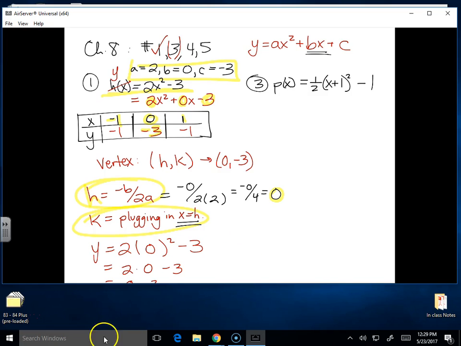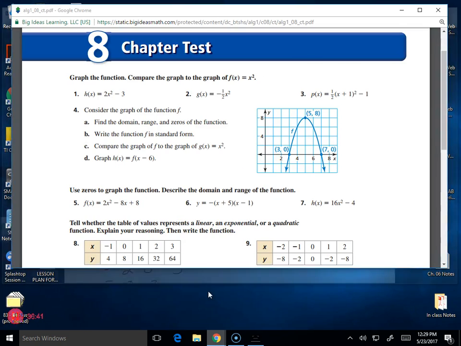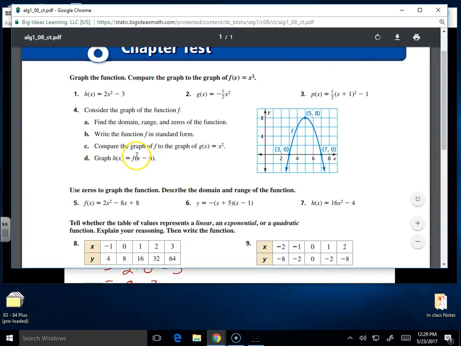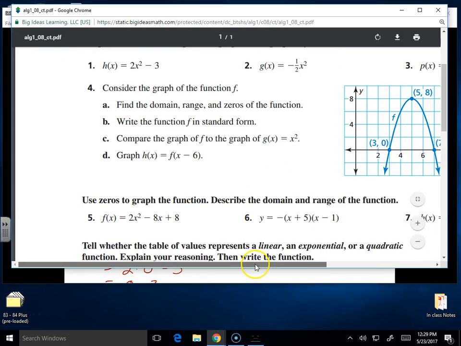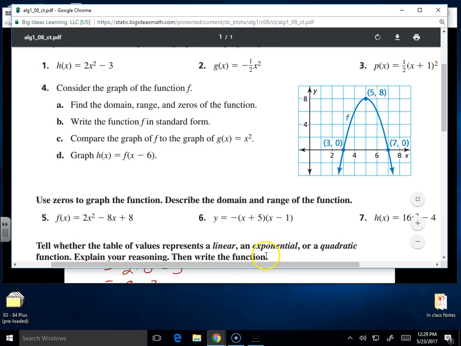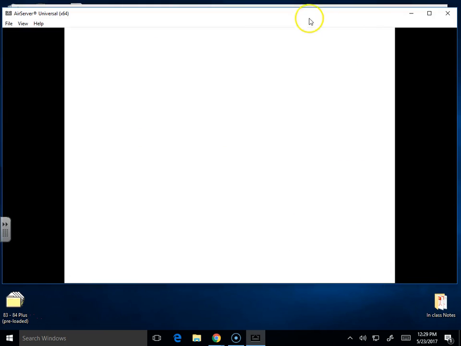What was different about number 4? I know we have a couple minutes left. Let's see if we can finish chapter 8 so that we can catch up. Number 4 says, oh hey, we give you a graph, huh? Okay, so we have to answer these questions, right?